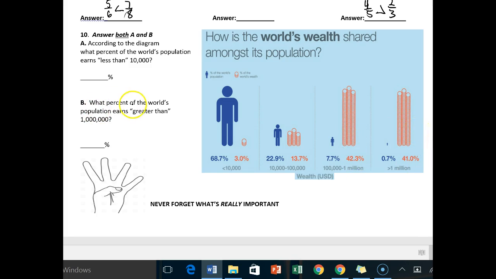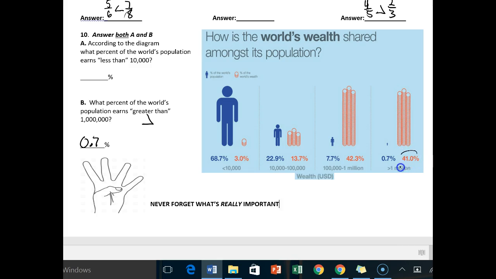So what percent of the world's population earns greater than, let's put a greater than sign, $1 million? So this is less than $10,000, between $10,000 and $100,000 and a million, greater than $1 million. What percent of the world's population earns greater than $1 million? Well, that's simple. That's 0.7%. Crazy. That's a very, very small percent. Not even 1% earns greater than $1 million.